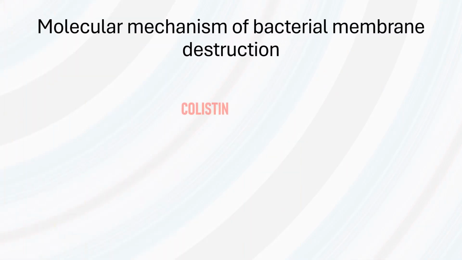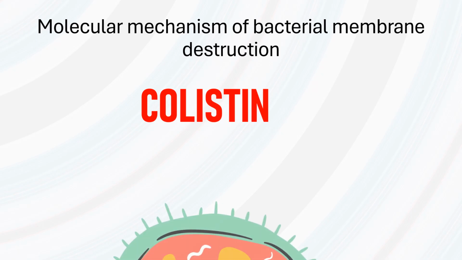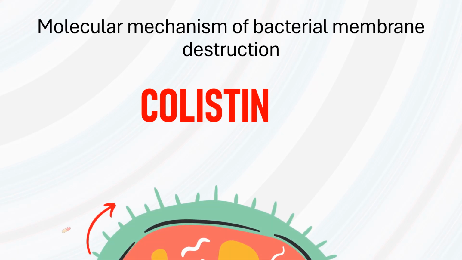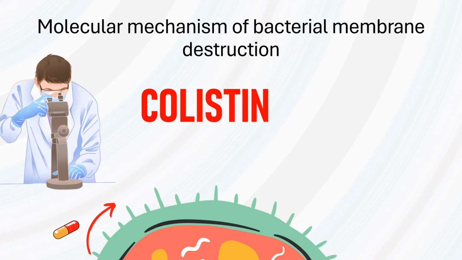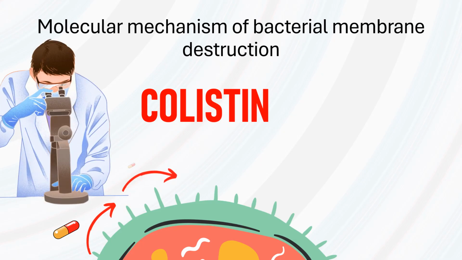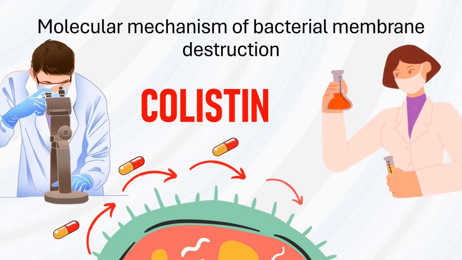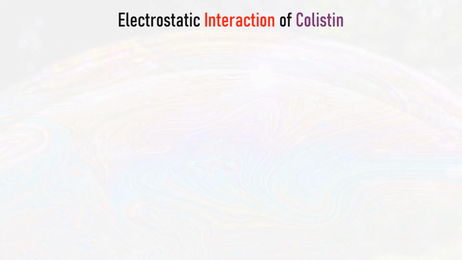Molecular mechanism of bacterial membrane disruption. The mechanism of action of colistin has been studied for a long time by microbiologists and biochemists. It is currently believed that the antibiotic acts through a multi-step mechanism associated with disruption of a cell membrane structure of gram-negative bacteria. Electrostatic interaction of colistin.